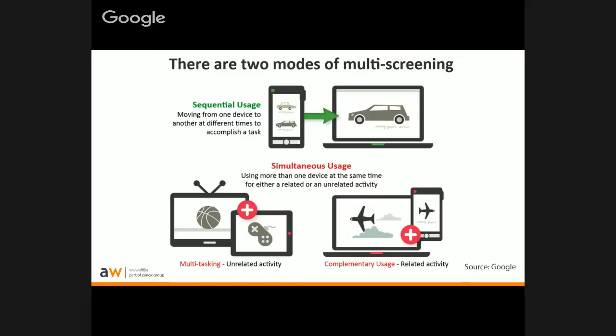With multi-screening, there are two key concepts that I wanted you to understand. Sequential usage, which is moving from one device to another at different times to accomplish a task. So in this example, researching what car you want to buy on a mobile device and then buying it on a laptop. And then the other one is simultaneous usage, which is using more than one device at the same time for either a related or, which is much more common, an unrelated activity. The best example I can give of this is at home watching the football while playing a computer game on your iPad.